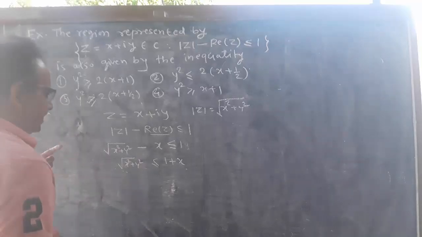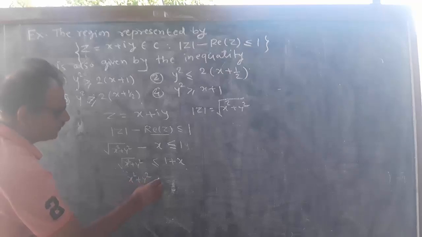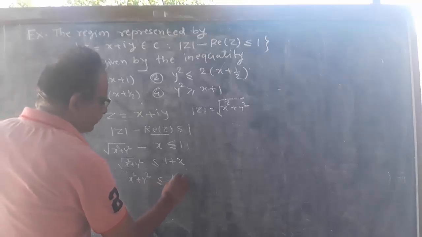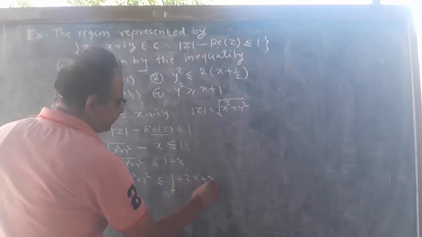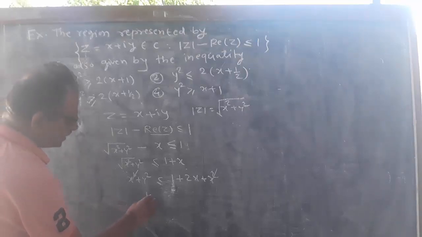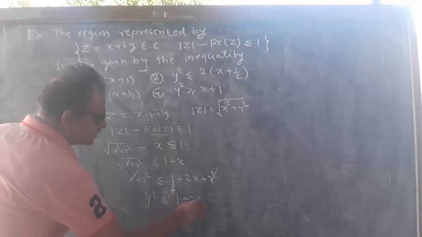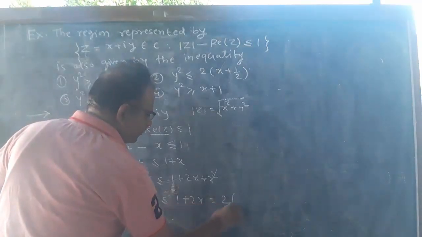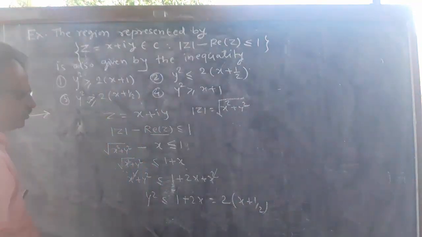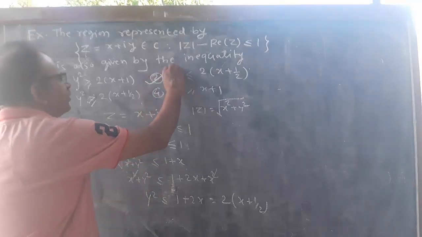If we square both sides, we will get x square plus y square is less than or equal to (1 plus x) whole square, that is 1 plus 2x plus x square. X square gets cancelled from both sides, and y square is less than or equal to 1 plus 2x, which can be expressed as 2 into (x plus 1 by 2). Therefore, y square is less than or equal to 2 times (x plus 1 by 2), and therefore the second option is correct.